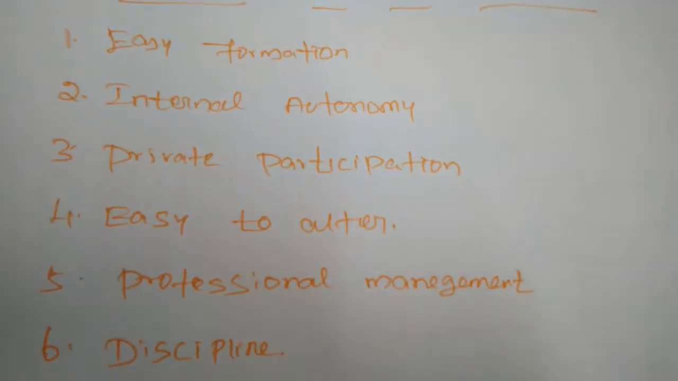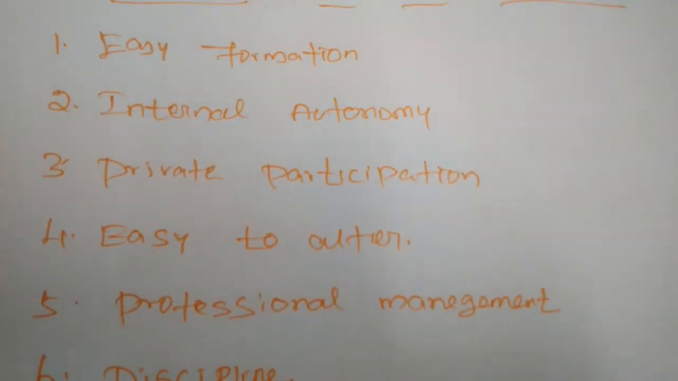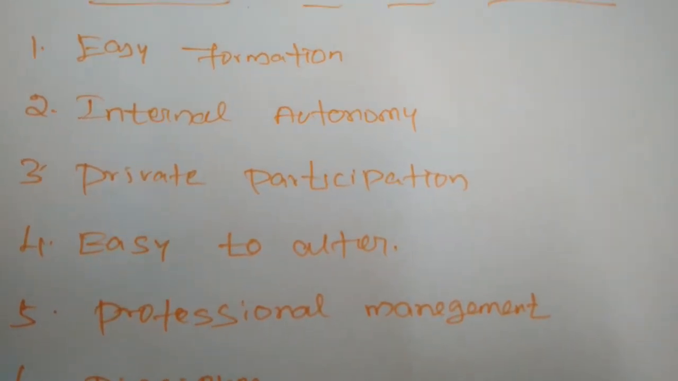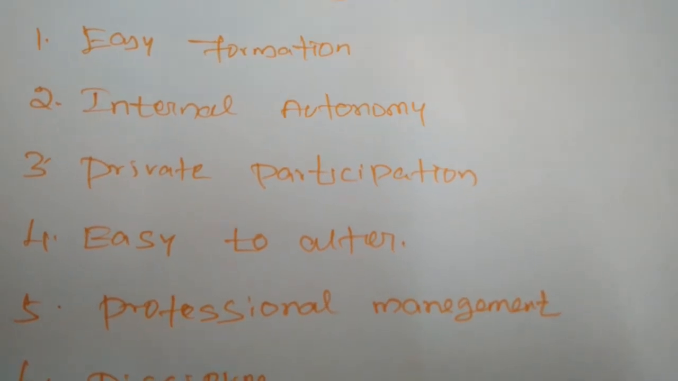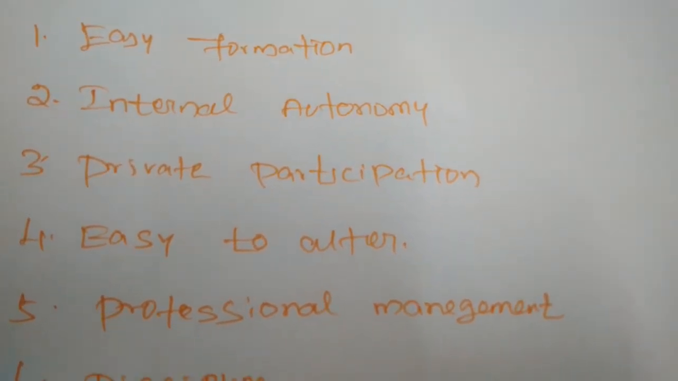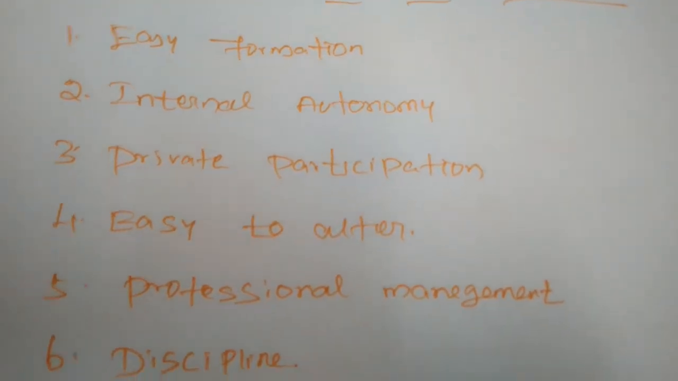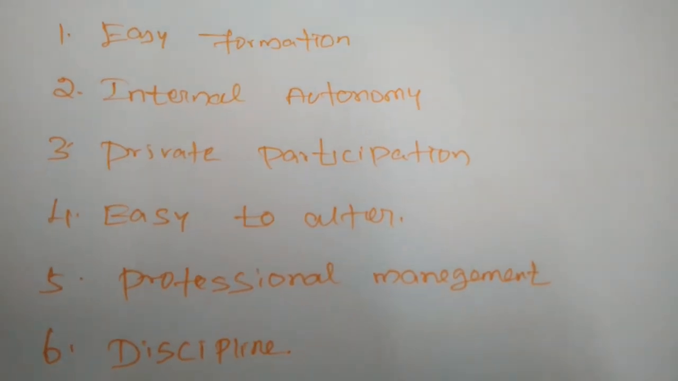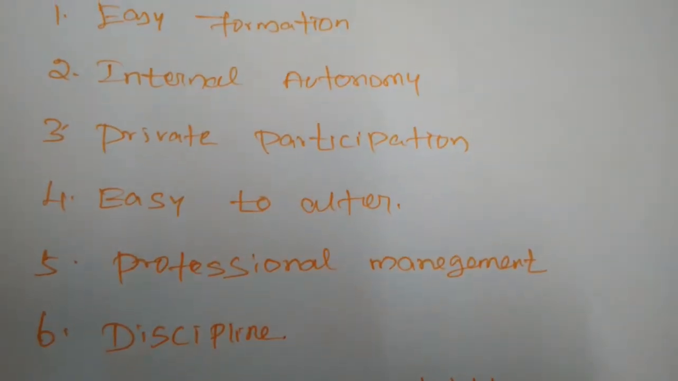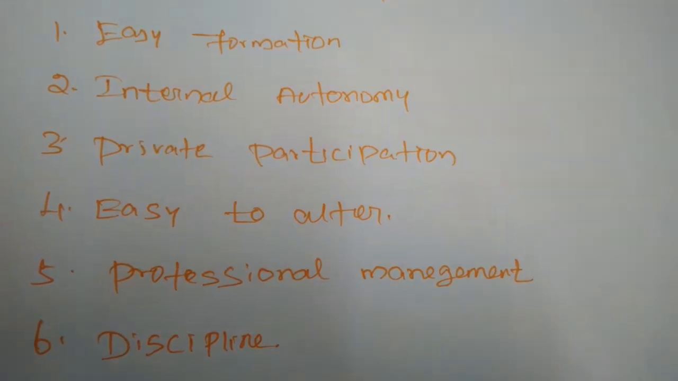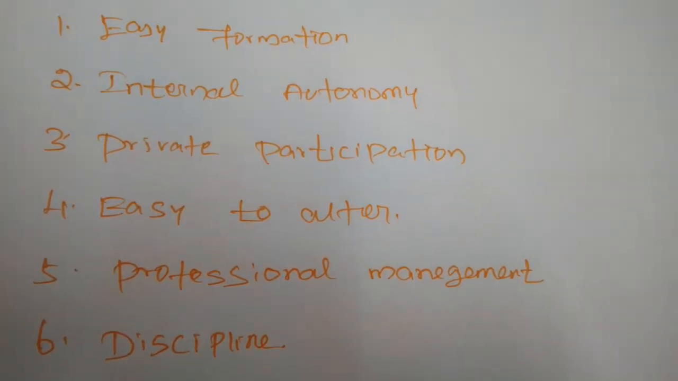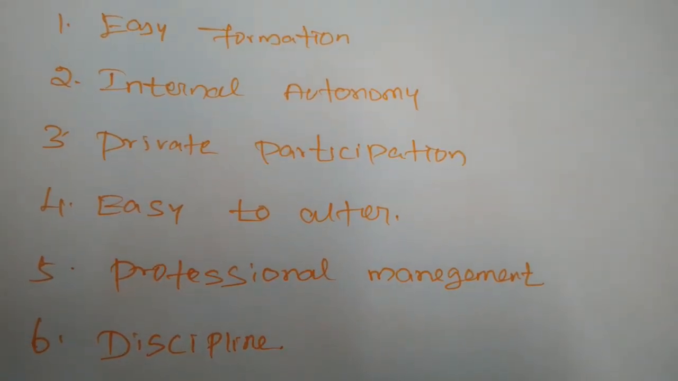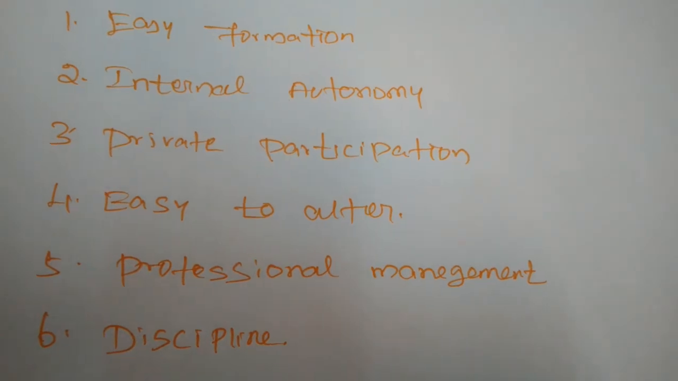Next, internal autonomy. A government company can manage its affairs independently. It is relatively free from ministerial control and political interference in its day-to-day functioning. So all the official work will happen without any trouble, because internal autonomy power always exists in government companies. So there is no government intervention, meaning no intervention of ministerial controls.